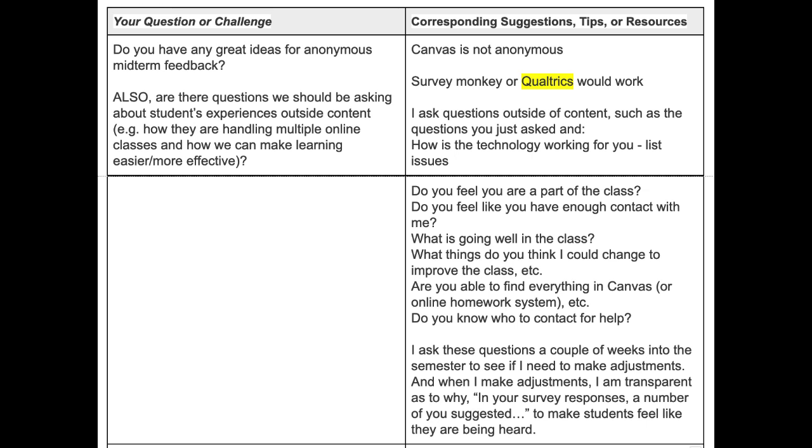Also, though, other questions we should be asking students about experiences outside of contact, like how to handle multiple online classes and how we can make learning easier and more effective. That is also a great question. Does anyone have anything they'd like to share as regards to that?